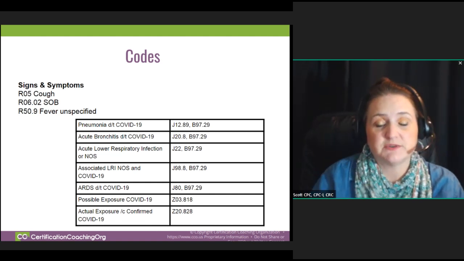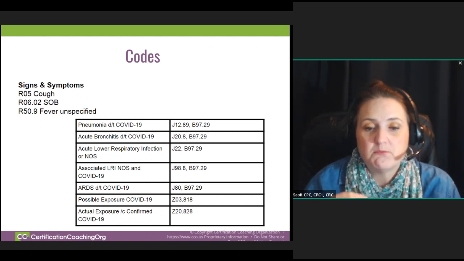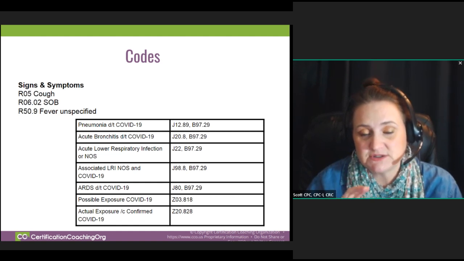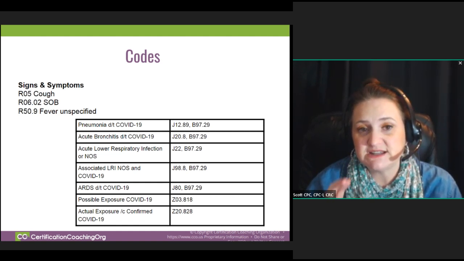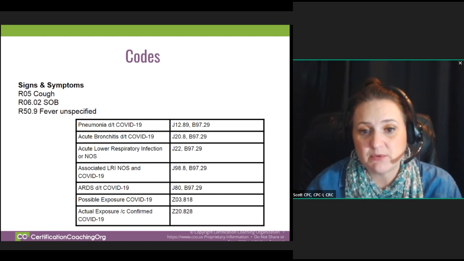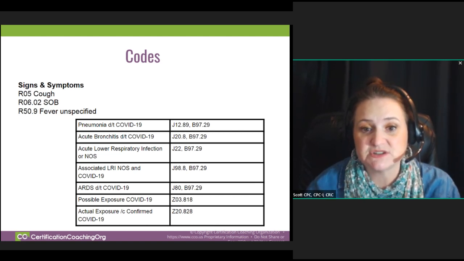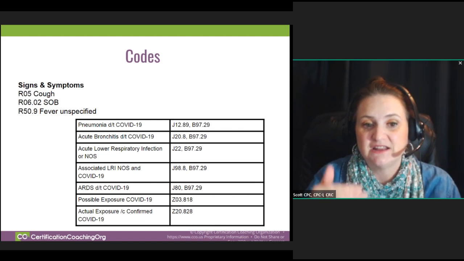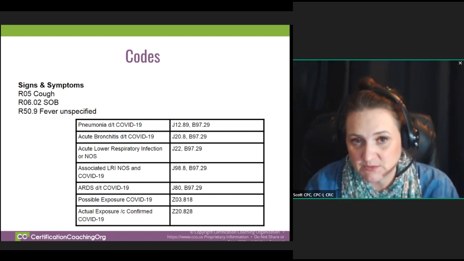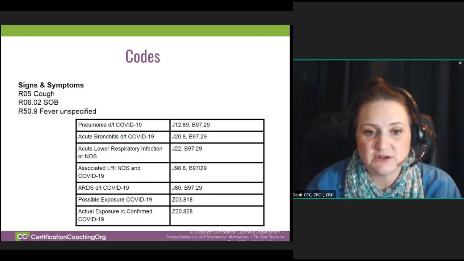So if you're in the club and you're referencing back to this, okay? These are the diagnoses that came out with the CDC as a heads up on the codes that you're going to be using. So the CDC is saying, this is the verbiage, this is what you would code in those scenarios. Now we're going to look at these a little more in depth.